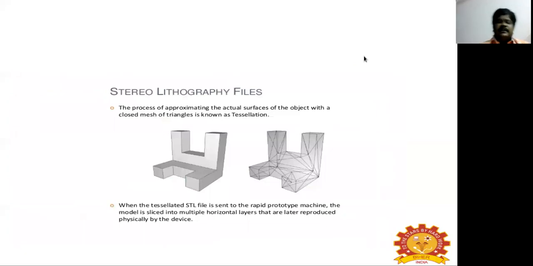If you take the stereolithography files, this is the process of approximating the actual surfaces of the objects with a close mesh of triangles. We call that tessellation. The tessellated STL file we need to send to the rapid prototype machine. The model will be sliced into multiple horizontal layers, so later on it can be reproduced physically by the device.